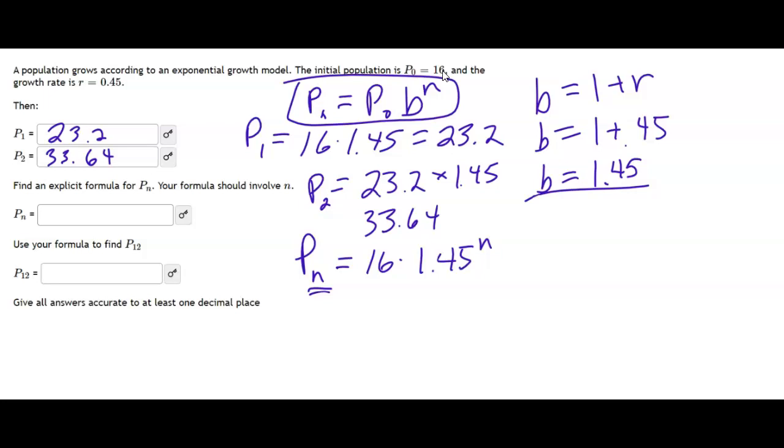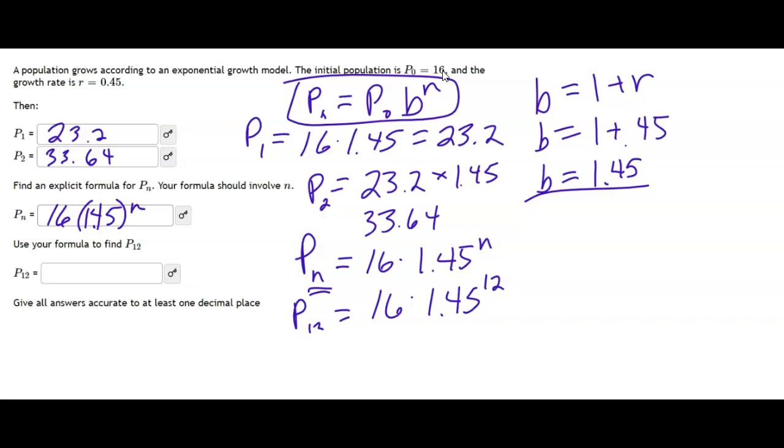So the equation here is 16 times, and sometimes you can put a parenthesis there, 1.45 to the n power. So for p sub 12, we're just going to substitute n with 12. In other words, we'd have to multiply by 1.45 12 times. Starting with 16, we multiply once to get the second, another to get the third, and on we multiply by 1.45 over and over again.